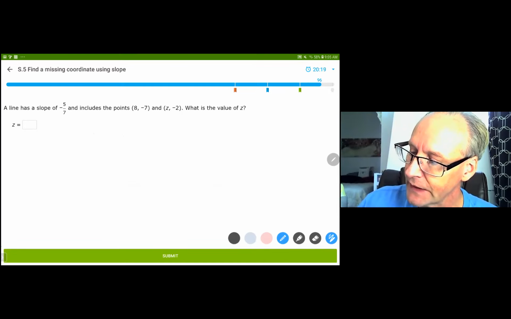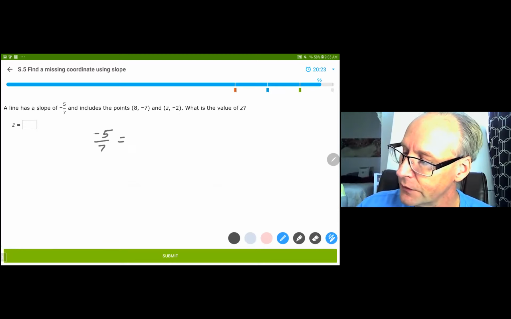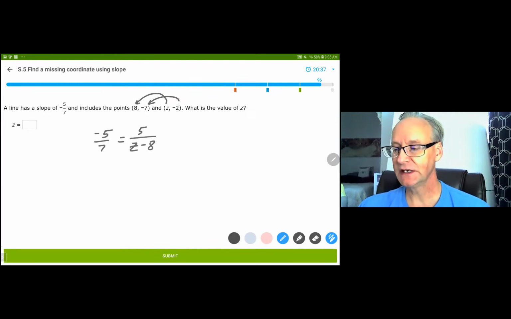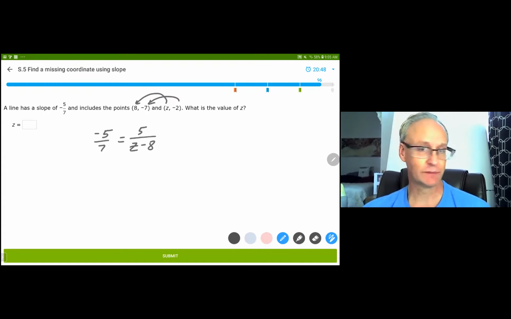We've got a slope of negative 5 over 7, and we are going to subtract in this direction so that I get negative 2 plus 7, which is 5, and z minus 8 in the denominator. Could I change the signs? Yes, I could. If I wanted to use my trick, I could put the negative in the denominator, and I would have equal numerators, wouldn't I? Or I could cross multiply. It doesn't matter.